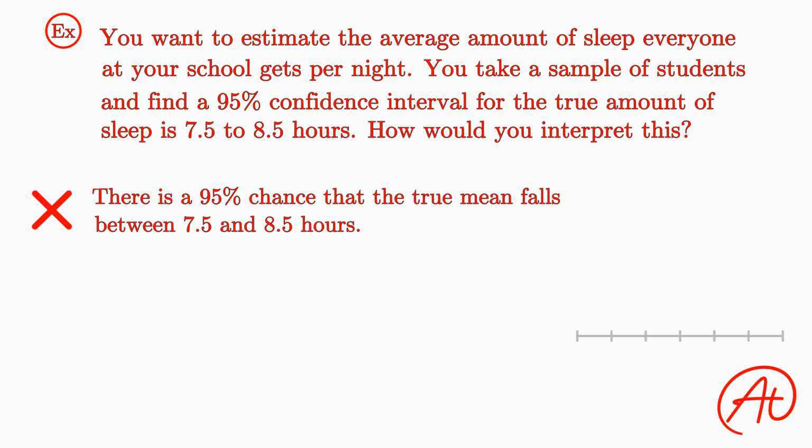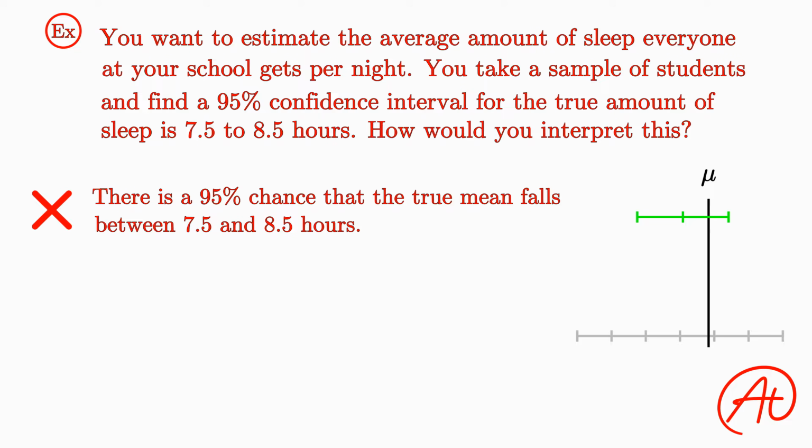The true mean is some specific constant value. We don't know what it is, but we know it's a specific number. When we create our confidence interval, there's no certain chance or probability that it is inside or outside of that interval. It's either one or the other, inside or outside, with 100% certainty. We don't know which one it is, but we do know that it's either one or the other.